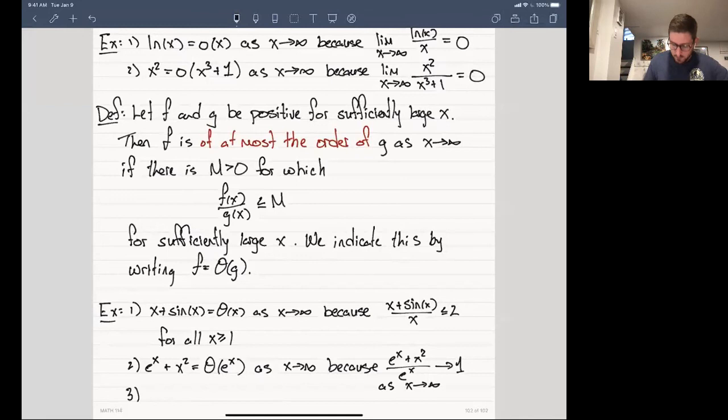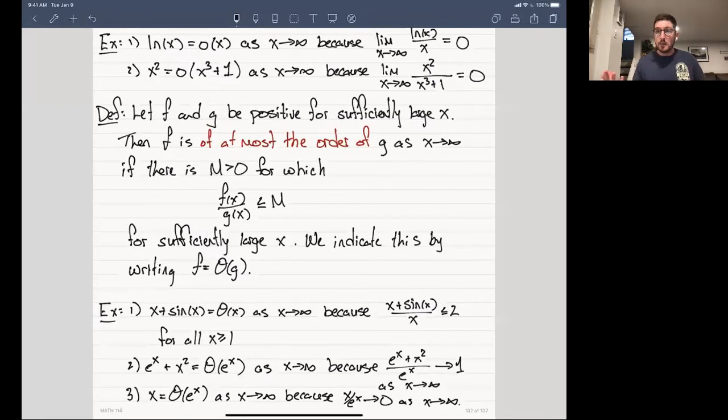I somewhat apologize, but I don't want to start a new page. Example 3: x is big O of e to the x as x goes to infinity. And this is quite easy to see in the same realm. This comes from the fact that x divided by e to the x goes to 0. Just use L'Hopital's rule as x goes to infinity. So it's the same idea. The limit is finite. That's one way that you can show that things are big O of each other. As long as the limit is not infinite, you're good. That tells you that f is at most the order of g.